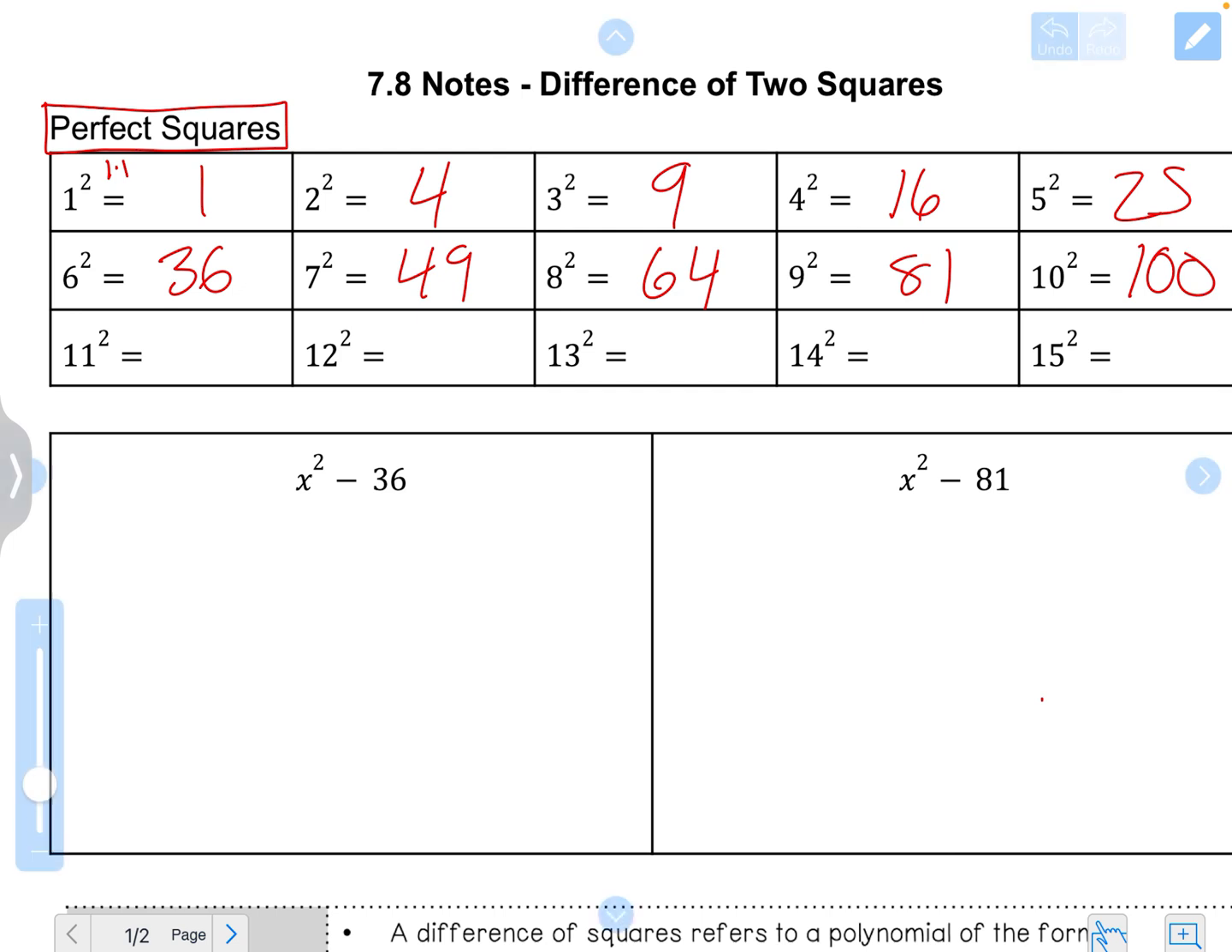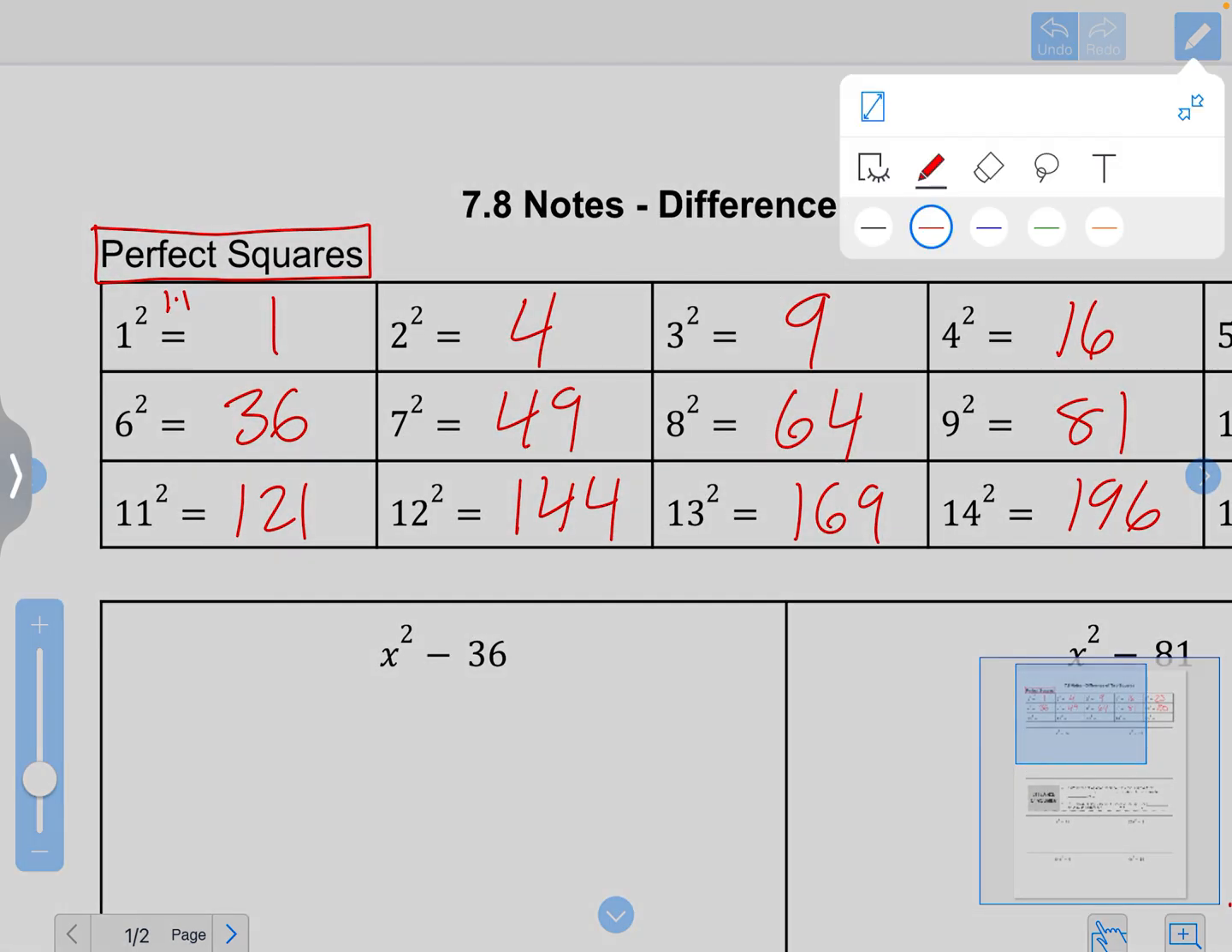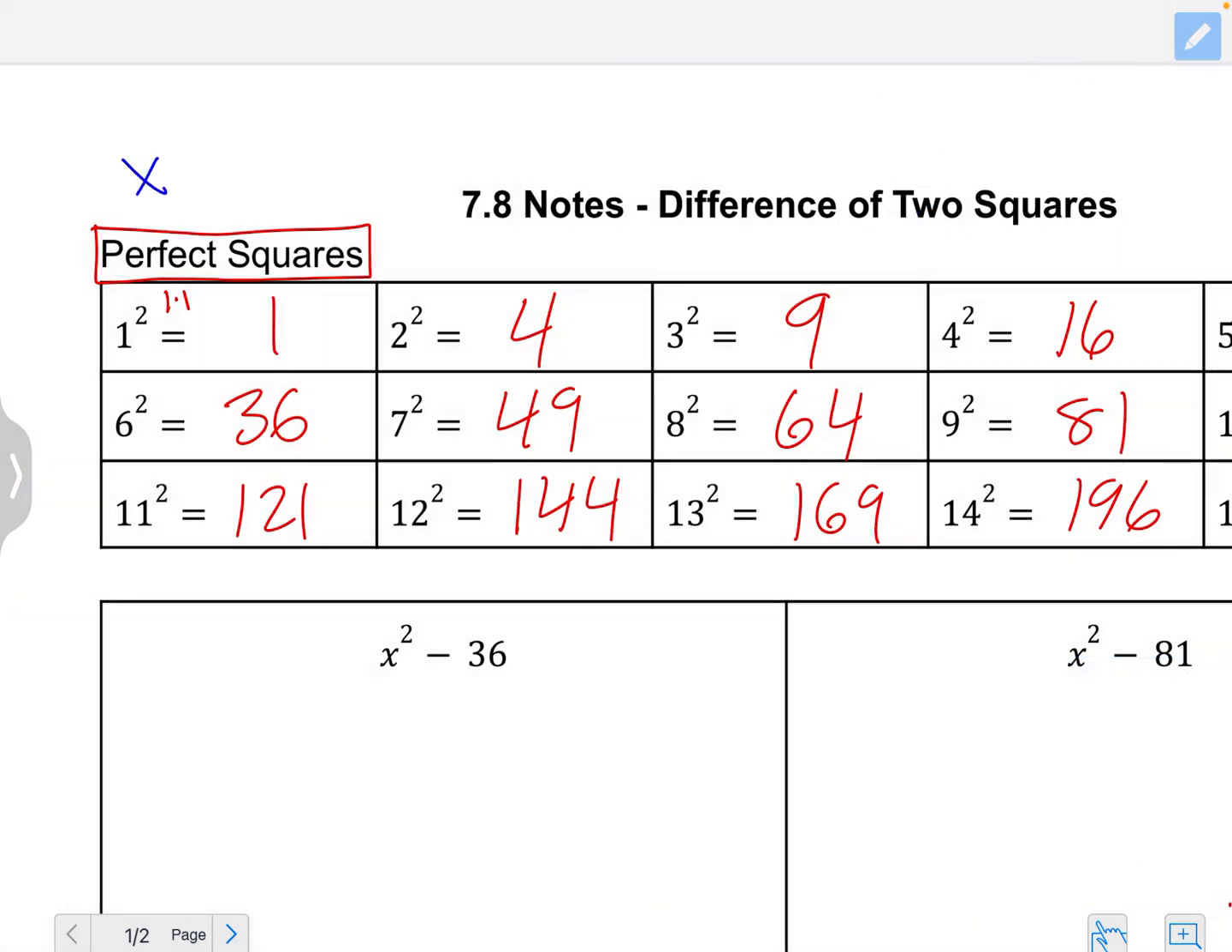10 squared is 100. Hopefully you know those first 10, because those first 10 are some of those math facts that y'all learned back in elementary school that y'all are usually really good at. Now, the more rare ones, 11 squared is 121, 12 squared is 144, 13 squared is 169, 14 squared is 196, and 15 squared is 225.